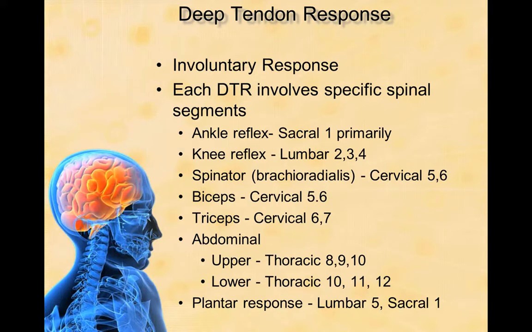Abdominal, the upper area of the abdomen is thoracic 8, 9, and 10, and the lower is 10, 11, and 12. And then your plantar response is lumbar 5 and sacral 1. Knowing the regions associated with each deep tendon reflex will help you locate the pathological lesion. So it's important to remember what each one is checking.